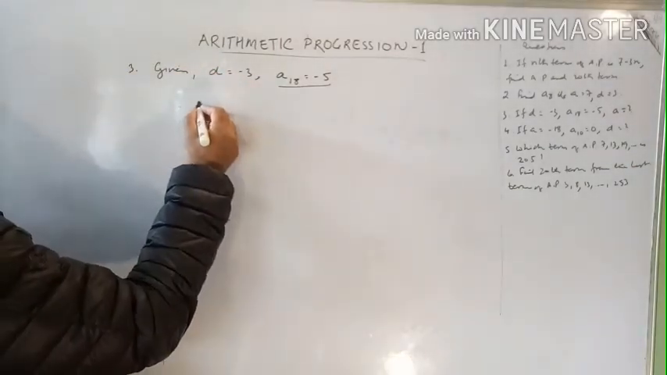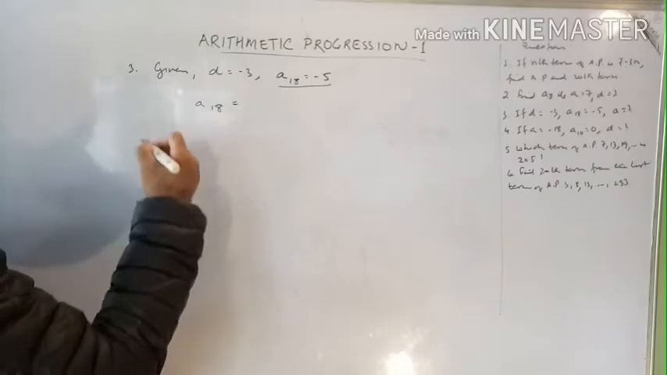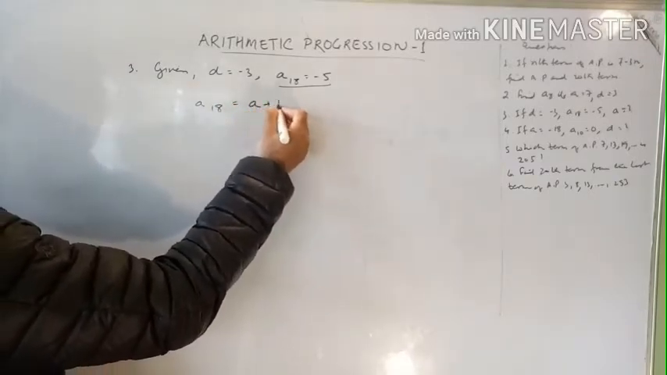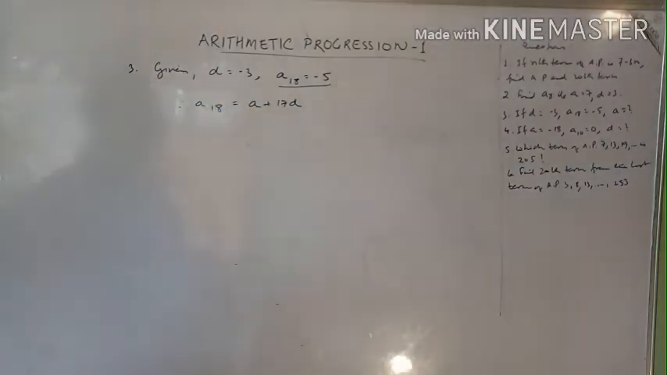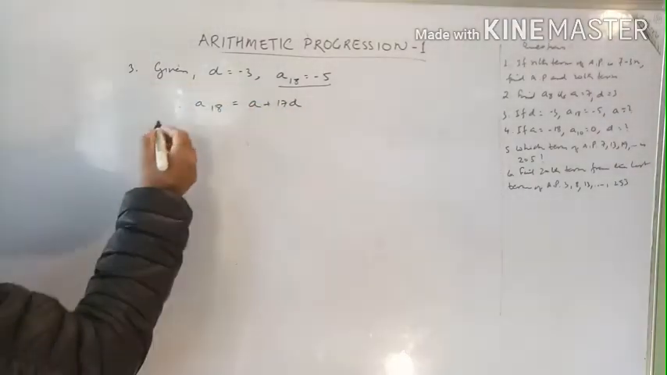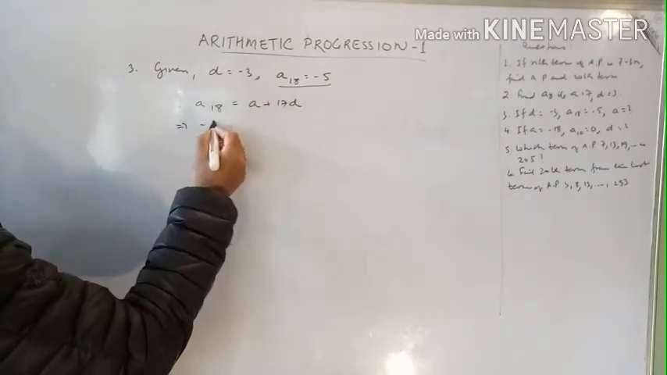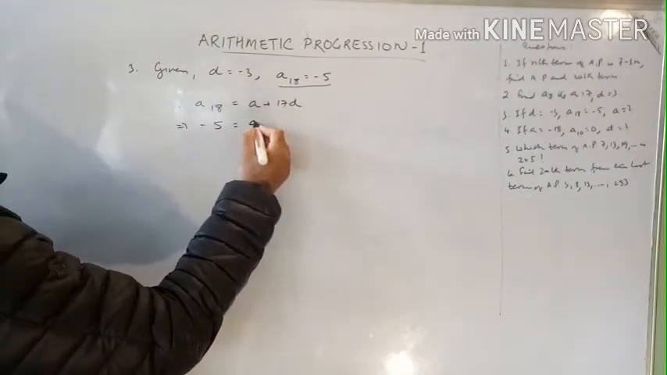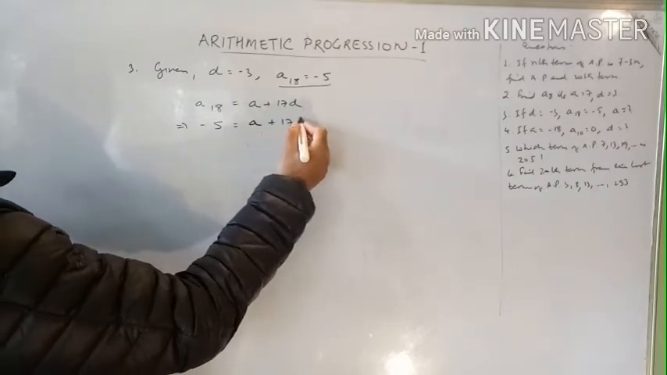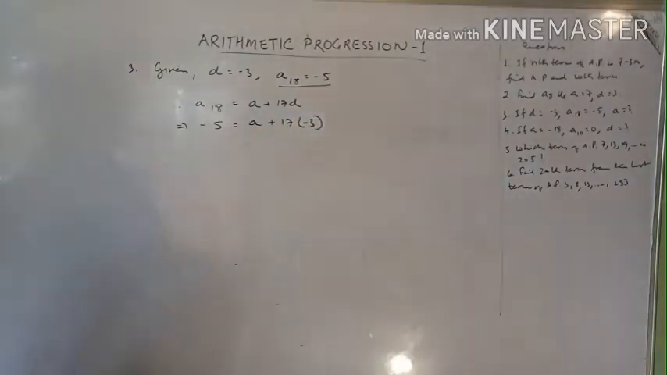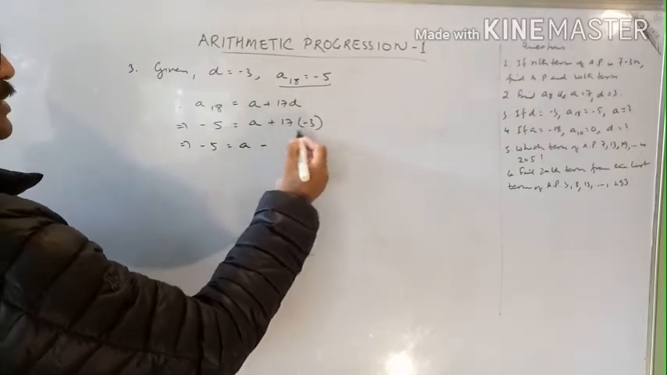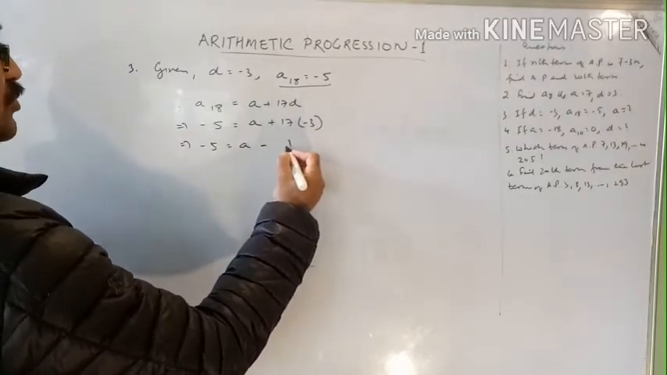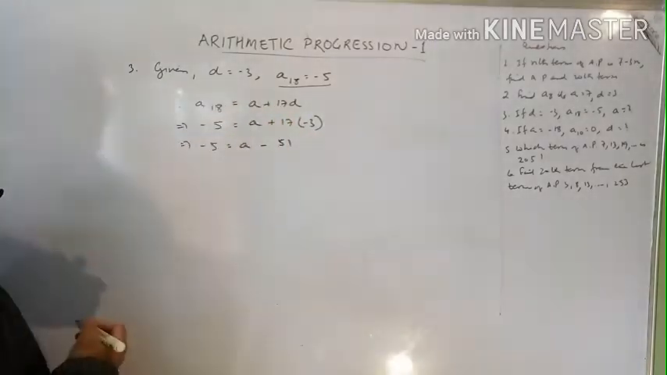So A18, now you know its formula is A plus 17D. You know when it is the 18th term, it is one less, 17D. Now you can put the value. A18 is minus 5, equal to A, which we have to find, plus 17 into minus 3, because D equal to minus 3. So minus 5 is equal to A plus 17 into minus 3. Seven 3s are 21, one 3 is 3, so minus 51.